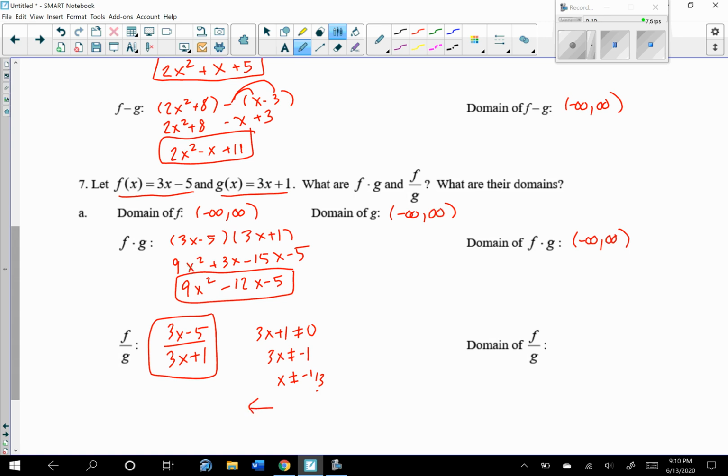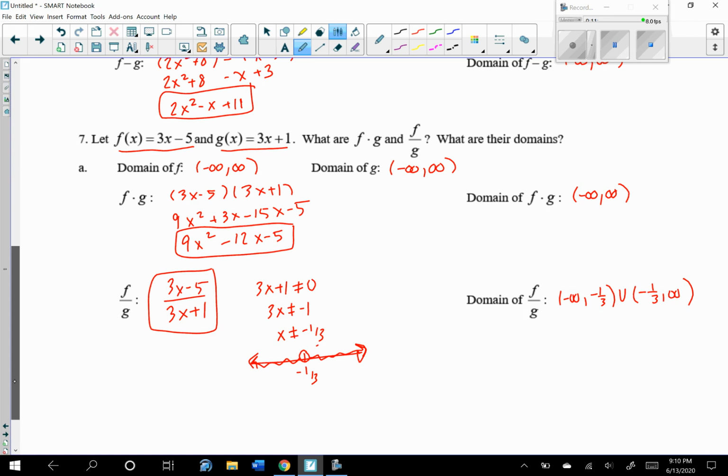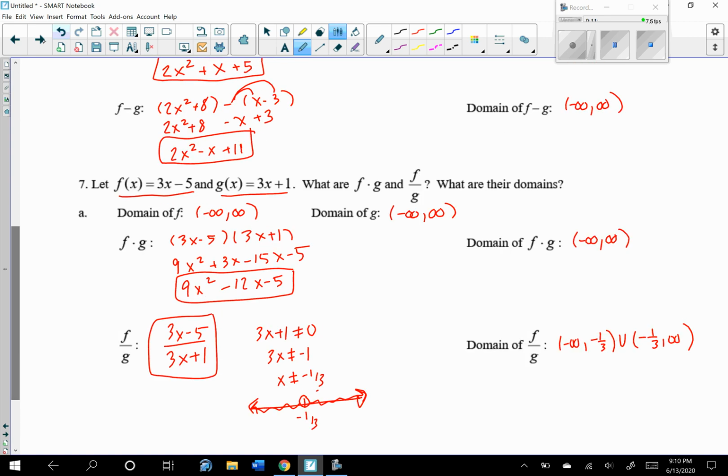So again, if you draw a number line, we have negative 1/3 on my number line. It's an open circle. Every other number will work. So the domain is negative infinity to negative 1/3, parenthesis, union, parenthesis, negative 1/3 to infinity. And that's it for these functions. Let's go to the next page.